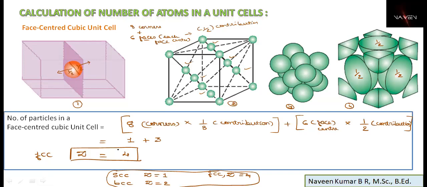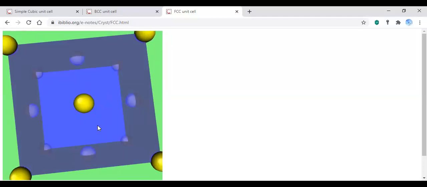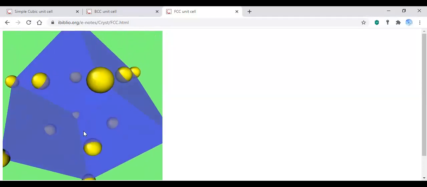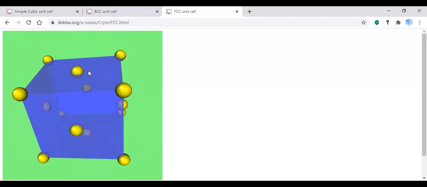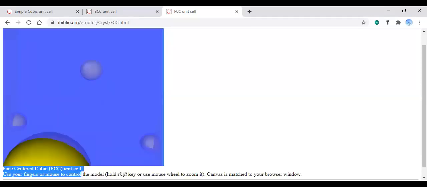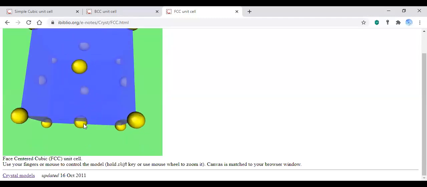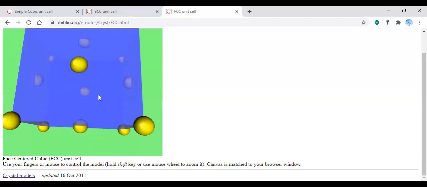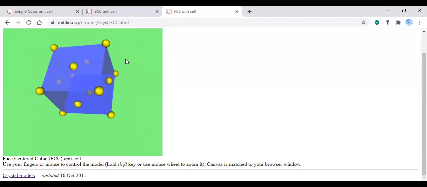Now we'll look at the face centered cubic system 3D model also. Just observe that. In this particular model, again, you can see that at each face center there is a particle. If you keenly observe that face centered particle, half of it is present in the unit cell and half is shared by the adjacent unit cell. So the contribution for that is going to be 1 by 2. Hope these diagrams will be helpful in relating this.